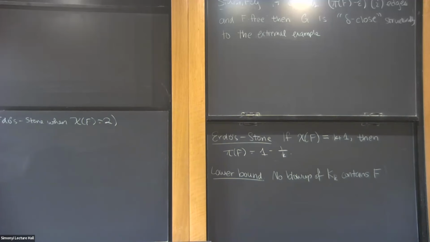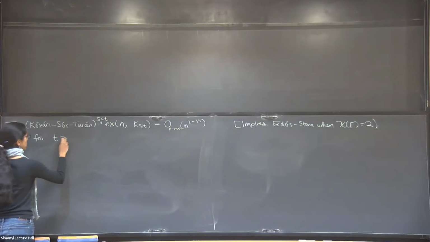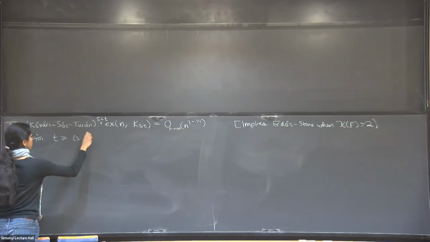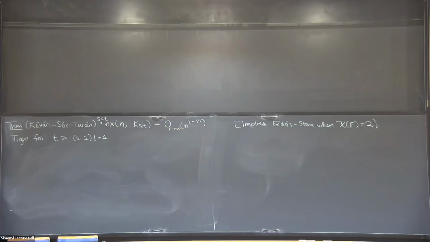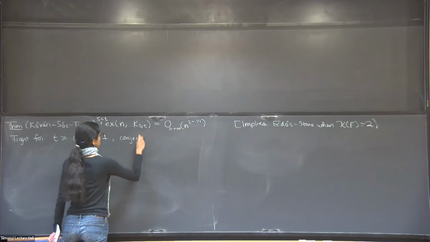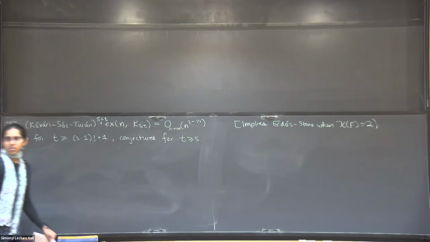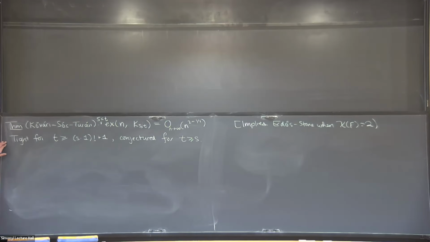This theorem is tight for t at least (s minus 1) factorial plus 1. We might know something a little bit better now, but still on that same order. And it's conjectured to be correct for t at least s. If you could prove that this was tight, that would be extremely cool. But unfortunately, it's only known to be tight for very large t.